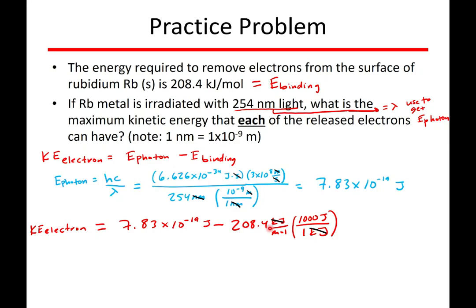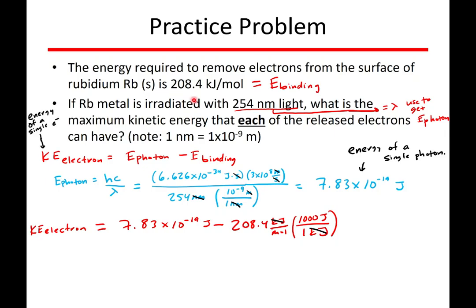When you calculate E photon from this equation, E equals hc over lambda, what this represents is the energy of a single photon. Similarly, when you calculate KE electron, that's telling you the energy of a single electron. That's why the problem asks what's the maximum kinetic energy of each of the released electrons, each and every single electron. So KE electron is the energy of a single electron.